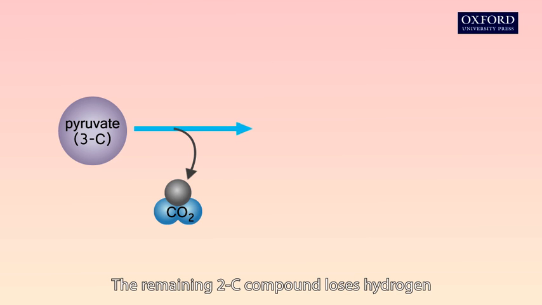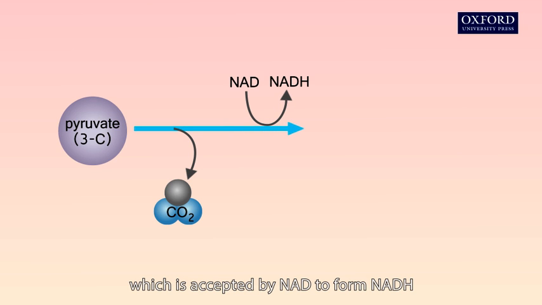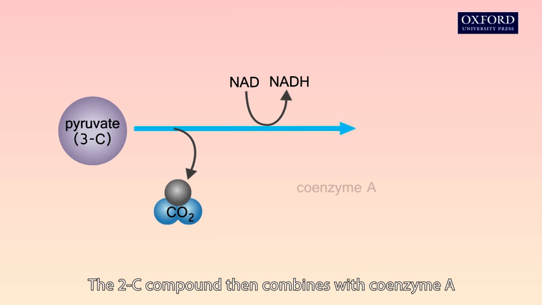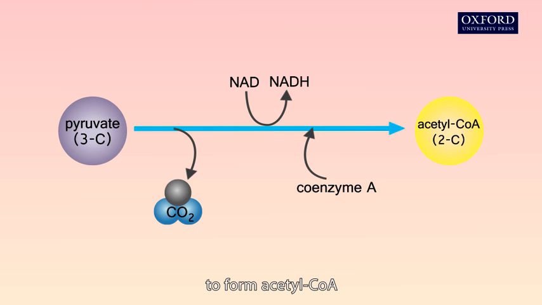The remaining 2-carbon compound loses hydrogen, which is accepted by NAD, to form NADH. The 2-carbon compound then combines with coenzyme A to form acetyl-CoA. The acetyl-CoA then enters the Krebs cycle.